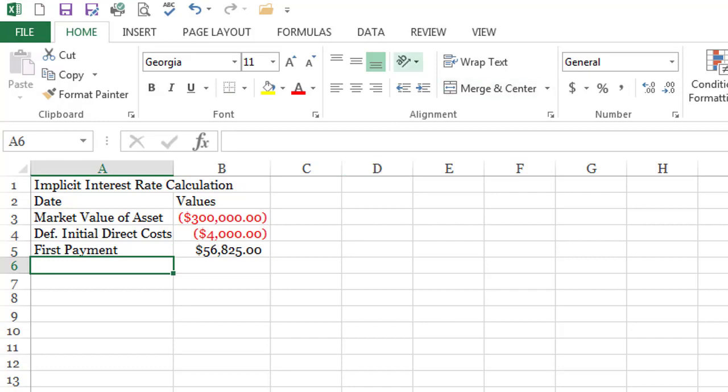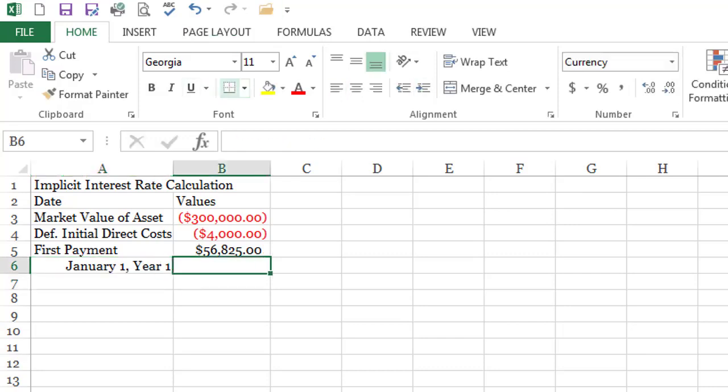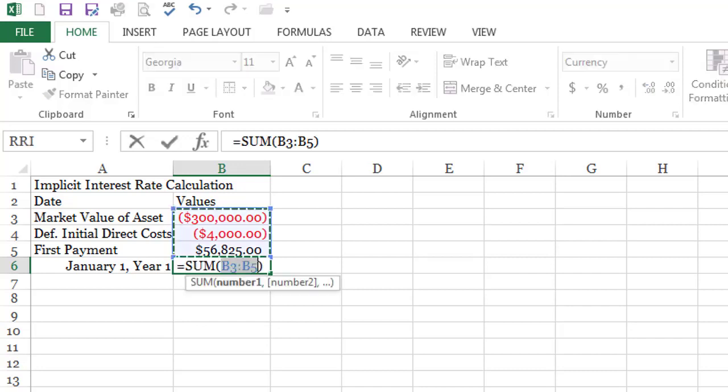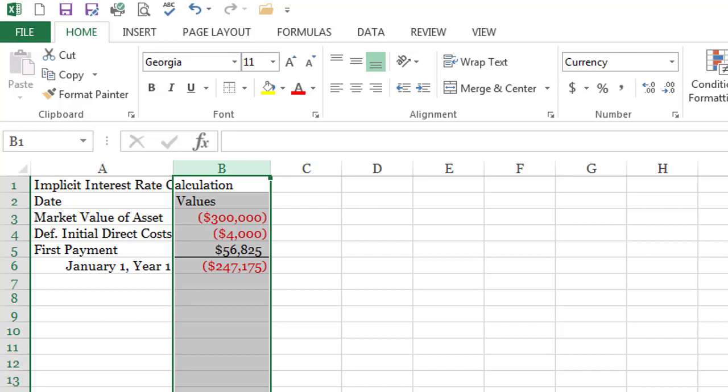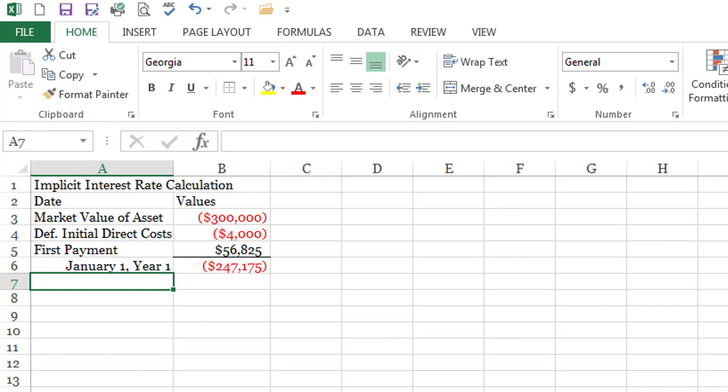Which means, if I add that up, I'm going to hit this increase indent button. We're going to have a January 1, year 1 value. It'll be the sum of all those values. And you know, I'm going to get rid of those decimals. It's making it a little harder to read. There we go. So right now, today, that's the cash outflow on this lease. What we give them, an asset worth $300,000, we pay these initial direct costs, they give us this $56,825.